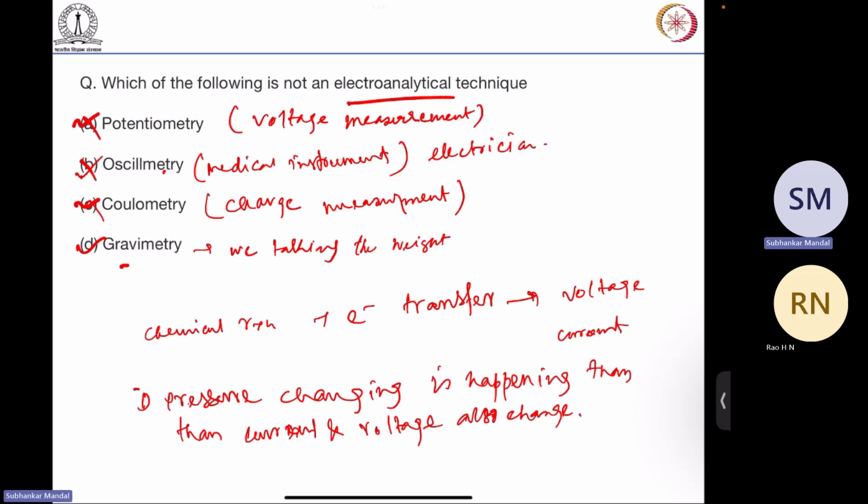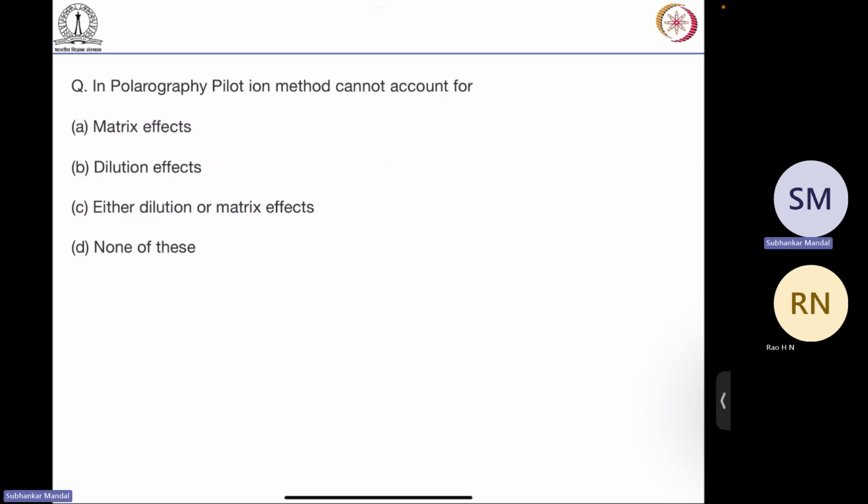Okay, so the next question is: in polarography, the pilot ions method cannot account for matrix effect, dilution effect, either dilution or matrix effect, or none of these. What will be the answer?